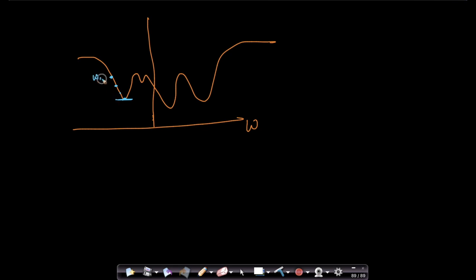So if this is my W in the 0th iteration, this is my W in the first iteration, W in the second iteration, my W in the third iteration, if it is here, I'm stuck here. And what I got here is a local minima, while the global minima is somewhere here, which I can never reach because I can never come out of this bottom. I can't climb up.